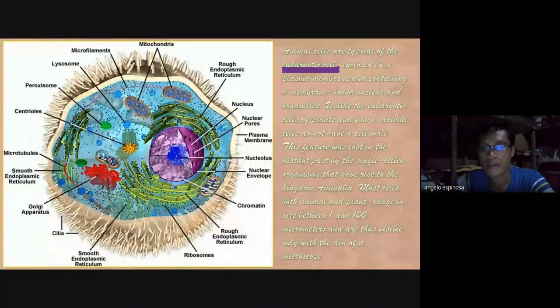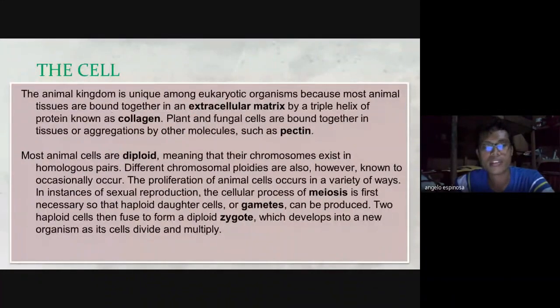Okay, so let's have our next slides. Let's have first the history of the cells, or definition muna tayo. The animal kingdom is unique among eukaryotic organisms because most animal tissues are bound together in an extracellular matrix by a triple helix. We will tackle this when we reach animal genetics and breeding, the protein known as collagen. Ano yung collagen kasi? When the double helix, that is DNA, is coated by a protein, that's what we call collagen, the triple helix.